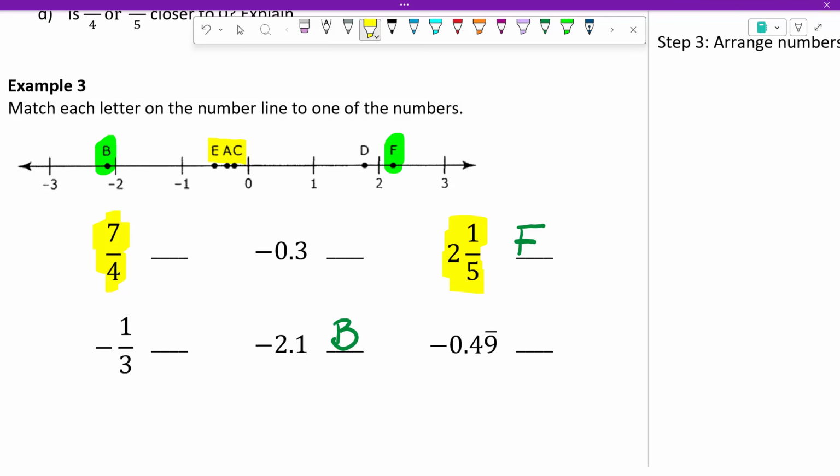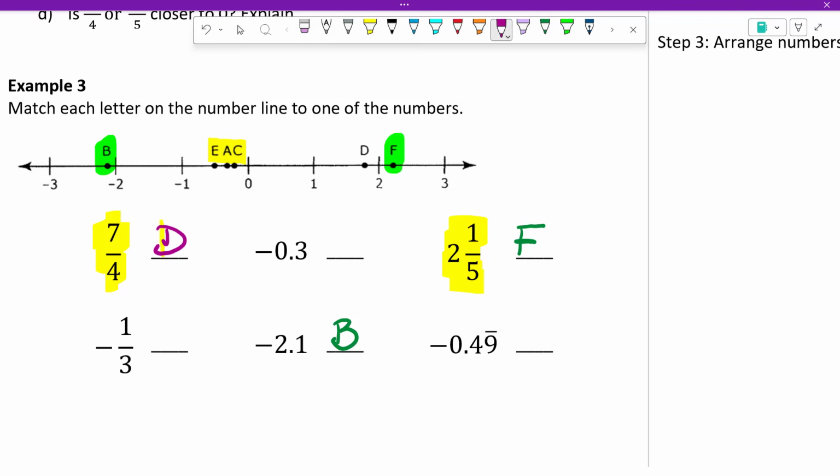Top left. Now D is our positive number, which is our top left, 7/4, right? A number a little bit less than 2. And I'm hoping you can look at this and sort of know this is a little bit less than 2, because 8/4 would be exactly 2, and 7 is a little bit less than 8. Right? So this one must be D.